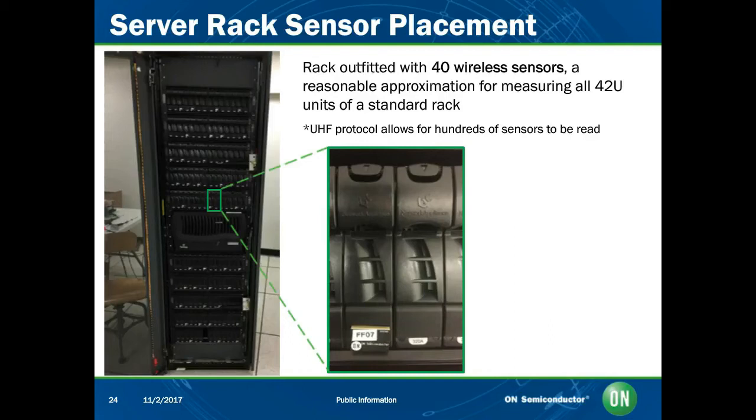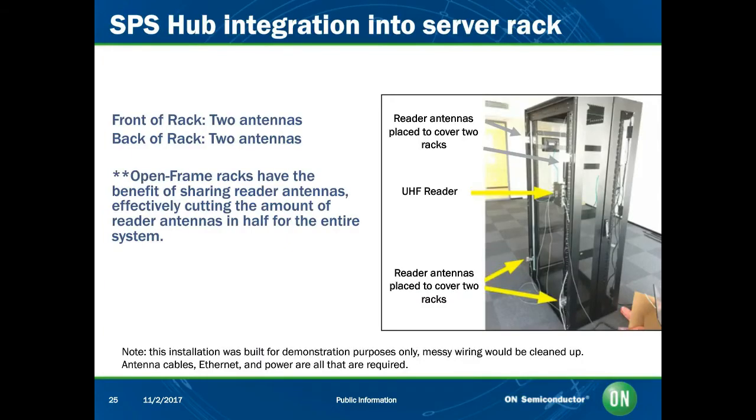So this is a closer view. This is actually a rack of a bunch of hard drives. We put 40 sensors on this rack of drives. It was a 42U high standard rack. And then we integrated the reader and antennas into the rack. You can see in this close-up of the photo in the center, that small black square or rectangle with the white writing on it, that's our sensor.